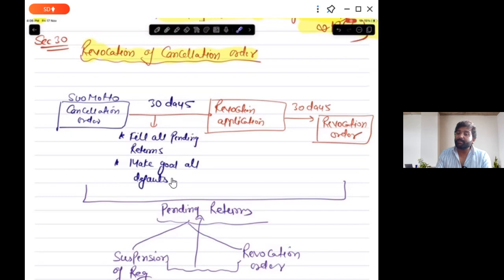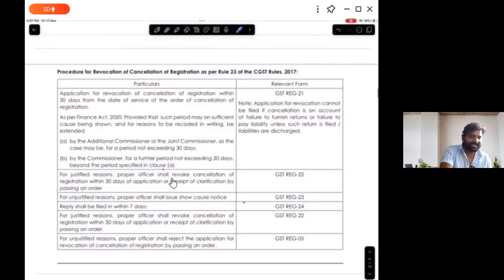मतलब मेरे जीएसटी नंबर का रीबर्थ हो जाएगा. एक बार वो कैंसिल हो चुका था उसे वापस जिंदा कर दिया जाएगा. And that is covered in section number 30. Section 30 talks about revocation of the cancellation order. Very nice. Now, this is all about section 30.